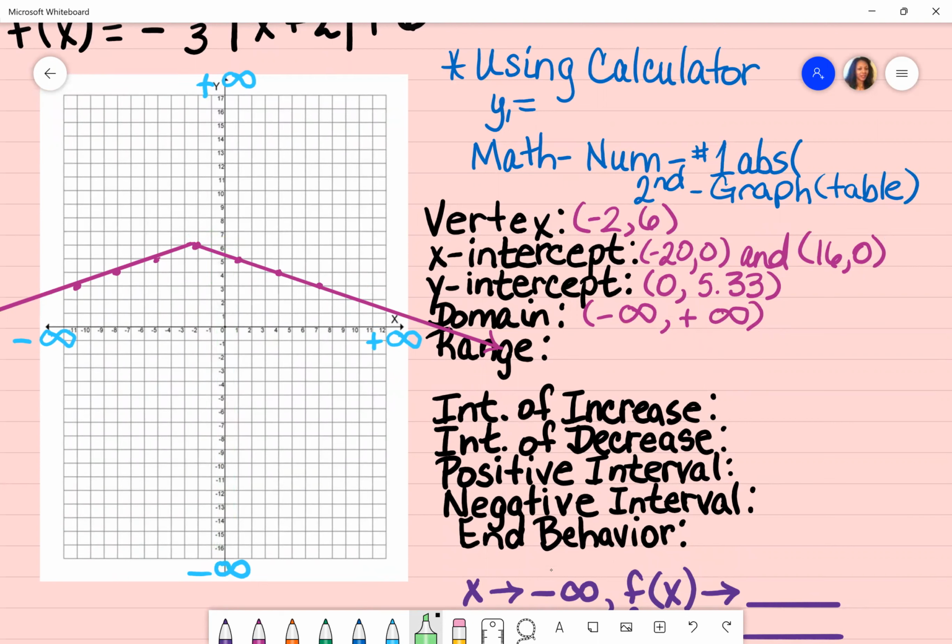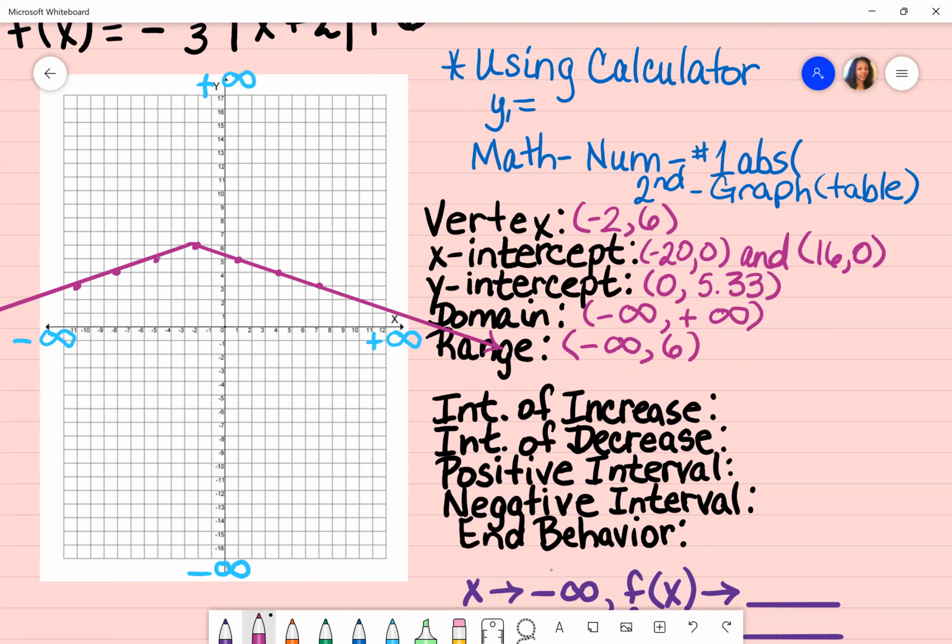So here is actually 6. Another place you can look is your vertex. Your vertex tells you your y value is 6. And since it's upside down, that means that's my highest value. So I can go anywhere from negative infinity to 6.